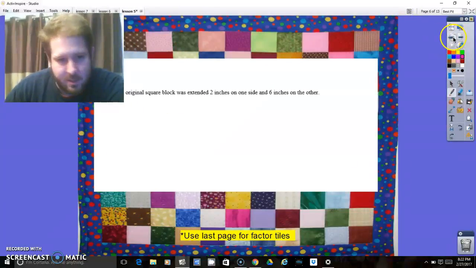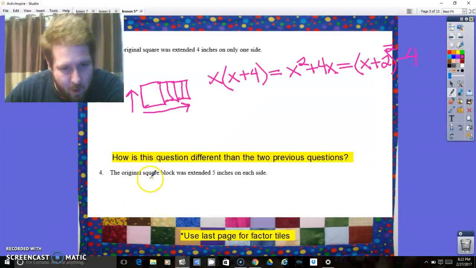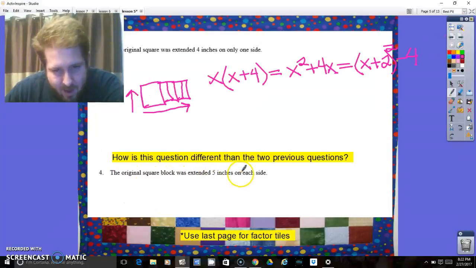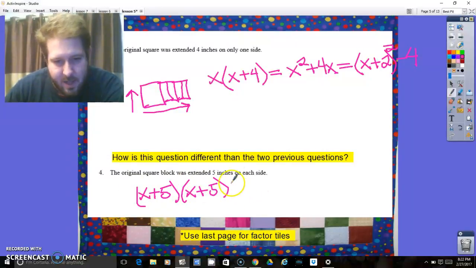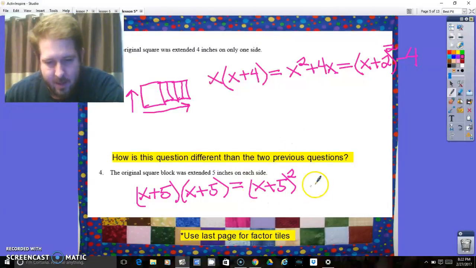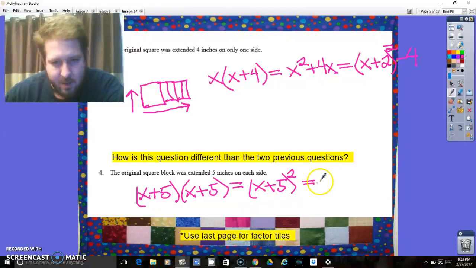Oh, I missed a question, didn't I? So question number 4. Extended by 5 inches on each side. So that's going to be x plus 5 times x plus 5. Well, that's easy to change to vertex form because that'd be an x plus 5 square with all the units. We don't need to add or subtract anything. And then standard form, that would be x squared plus 10x plus 25.